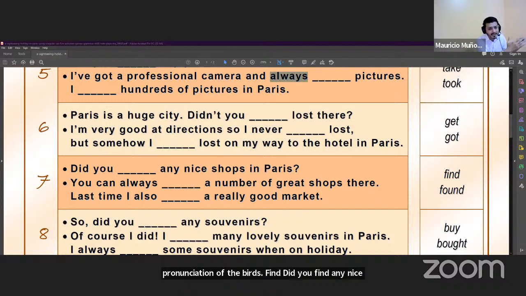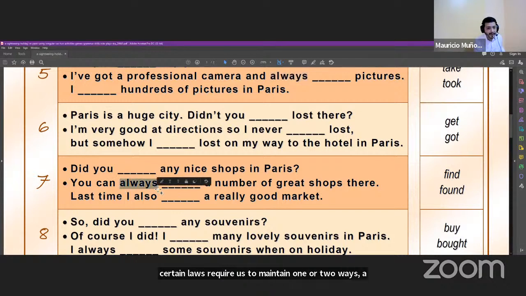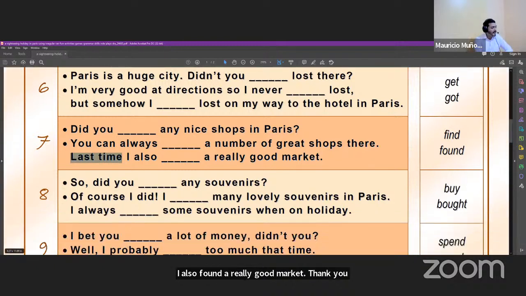Okay, the line number 2 was incorrect, unfortunately, sir. Remember, usually when you see an adverb, in this case always, it commonly indicates that it is present. You can always find a number of great shops there. The third one already indicates that it is past, because it starts with a time clause referring to that time. Last time, la última vez. Last time, I also found a really good market.